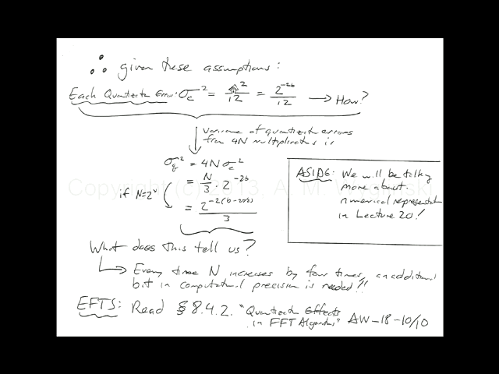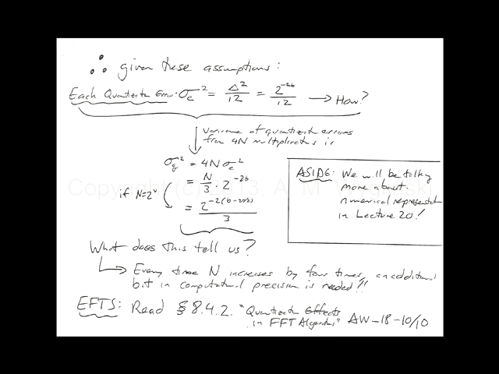You plug in what delta is equal to, and then what happens is when you have 4n, the number of multiplications, that's big. That's a lot of quantization error. And so it continues down, and what this tells us is that every time n increases by 4 times, an additional bit in computational precision is needed.